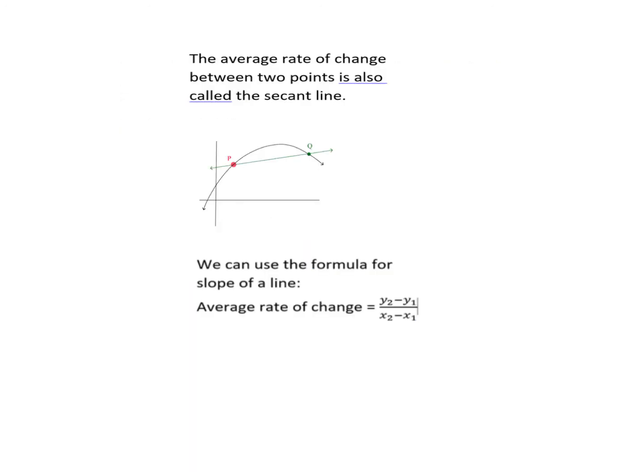Okay, so as mentioned before, the average rate of change between 2 points is also called the slope of the secant line. So any line that passes through 2 points is called the secant line, and the average rate of change represents the slope of that secant line. And we can use the formula in general, y2 minus y1 over x2 minus x1, or delta y over delta x.